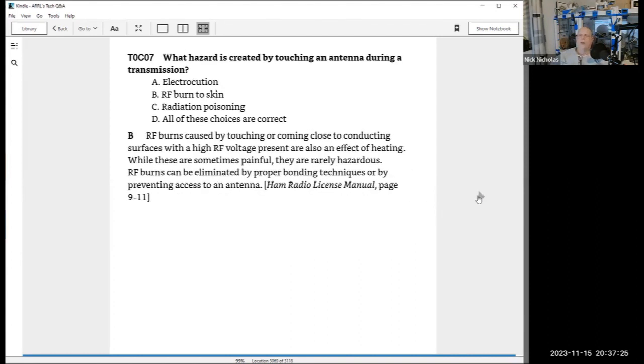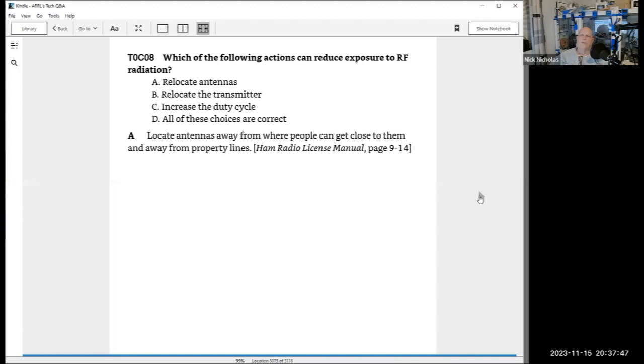What hazard is created by touching an antenna during transmission? You'll get some really nasty RF burns sometimes on relatively low power if you touch just the right spot on the antenna. Trust me, I've gotten a third degree burn from RF. It's a circumstance where I was assured everything was all set, ready to go, and it wasn't. And that's my fault because it's your responsibility to double check safety for yourself.